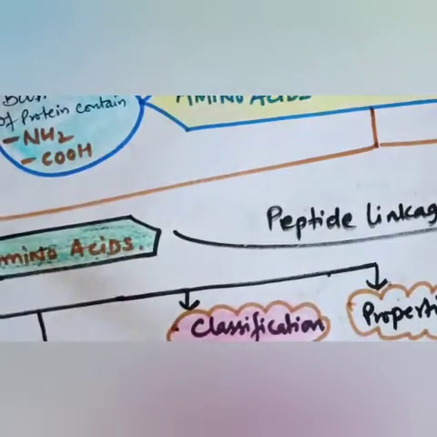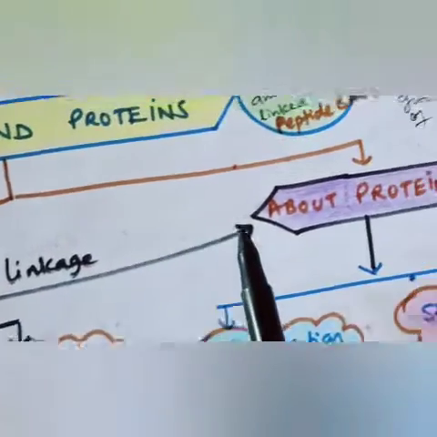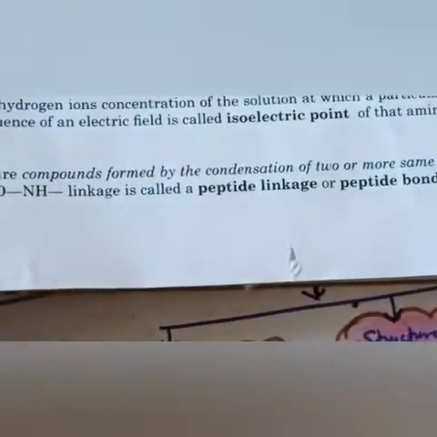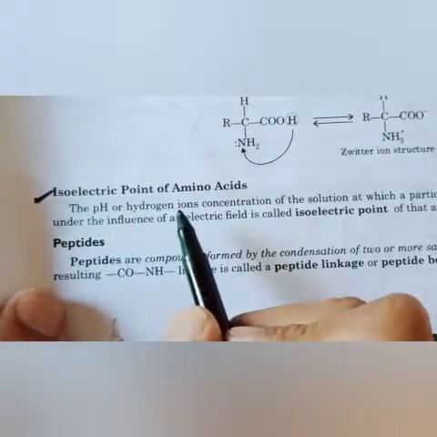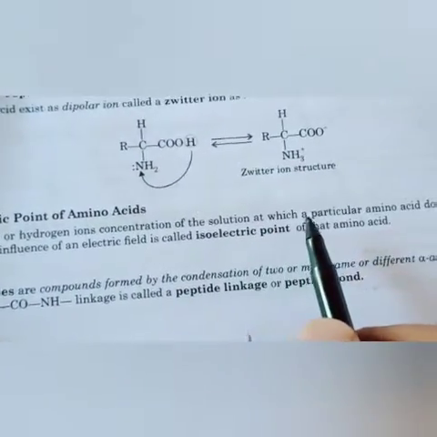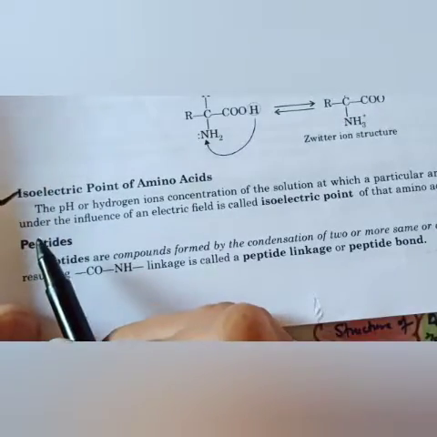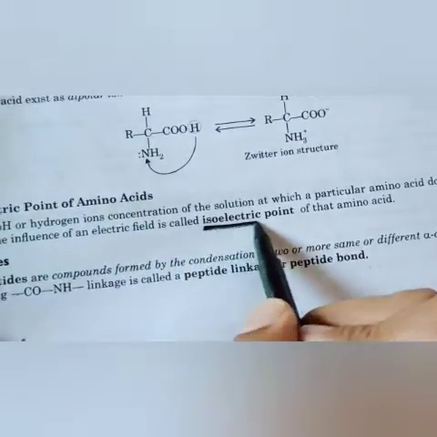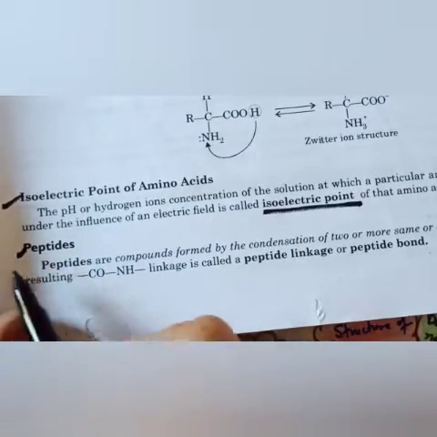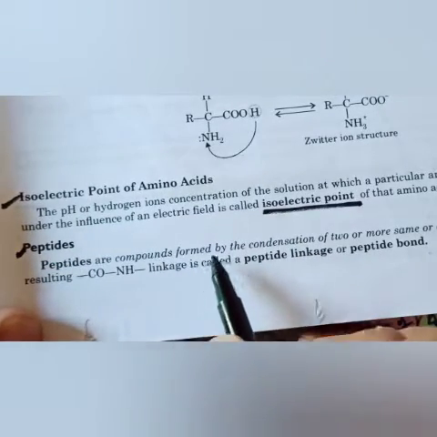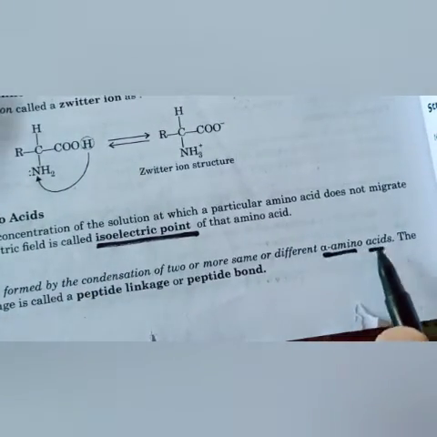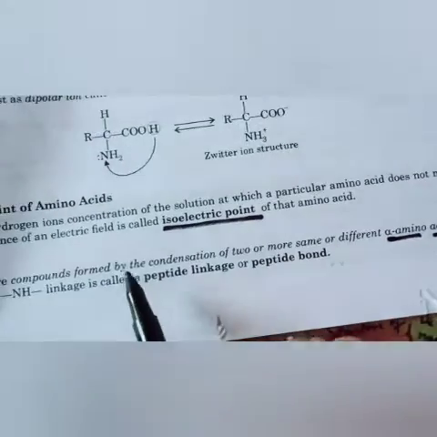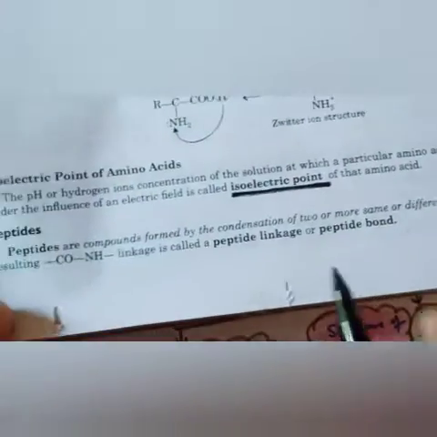Now when amino acids combine with the help of peptide linkage, they form protein. So I am going to tell you a little bit about peptides also. Dear students, the pH or hydrogen ion concentration of the solution at which a particular amino acid doesn't migrate under the influence of an electric field is called the isoelectric point of that amino acid. Peptides are compounds formed by condensation of two or more same or different alpha amino acids, where they condense and come together. That bond we call a peptide linkage.